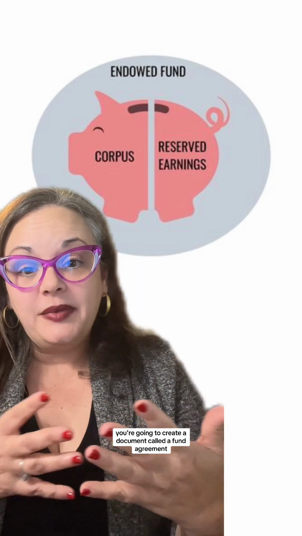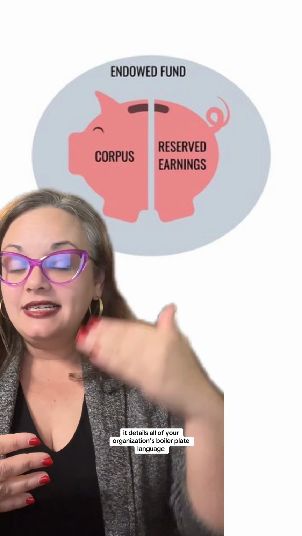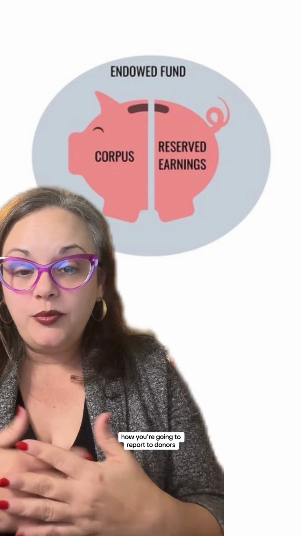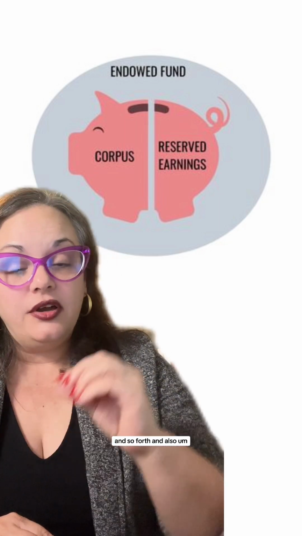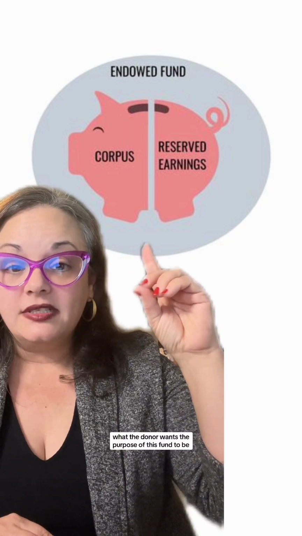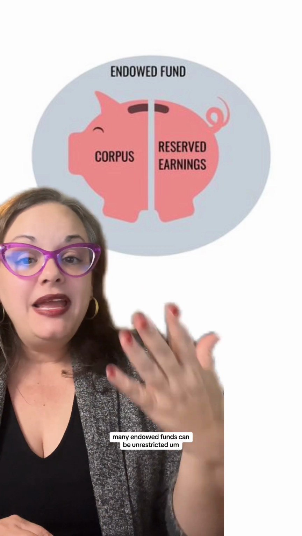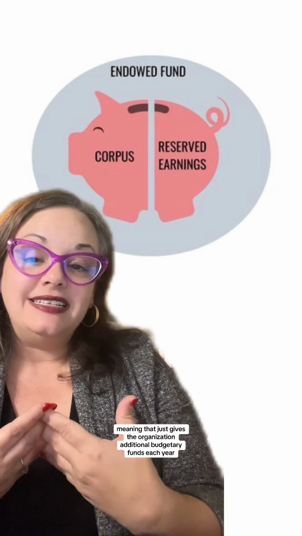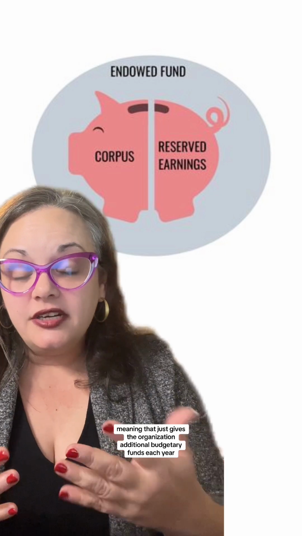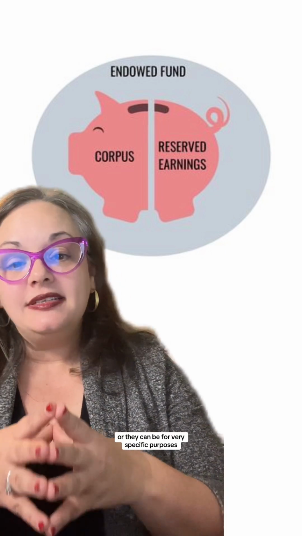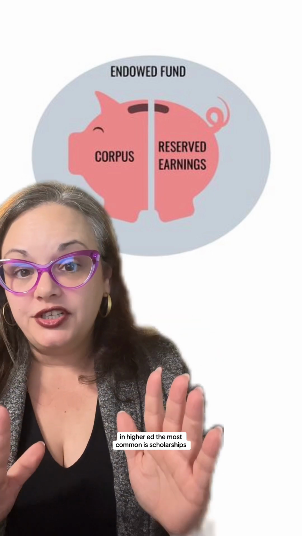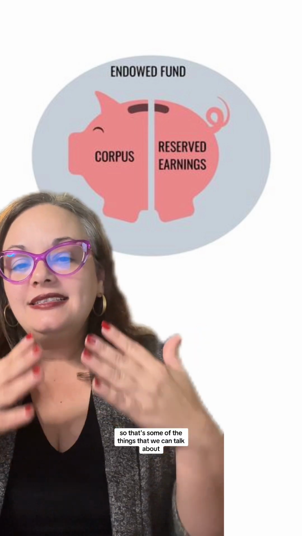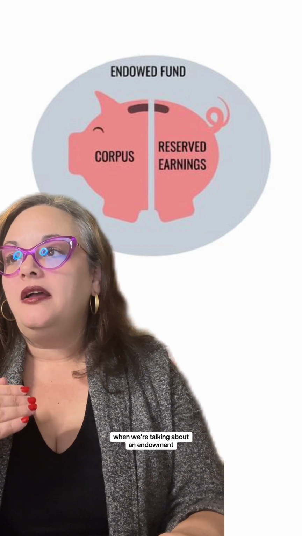Now, when a donor starts one of these named funds in your endowment, you're going to create a document called a fund agreement that shows how it functions. It details all of your organization's boilerplate language about how your endowment functions, how you're going to report to donors, and so forth, and also what the donor wants the purpose of this fund to be. Many endowed funds can be unrestricted, meaning that it just gives the organization additional budgetary funds each year, or they can be for very specific purposes. In higher ed, the most common is scholarships, and then probably right after that, program or faculty support. So that's some of the things that we can talk about when we're talking about an endowment.